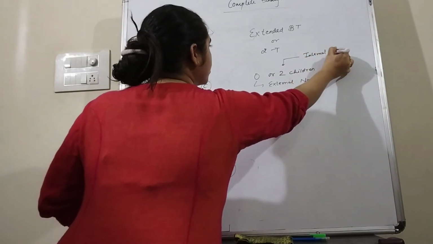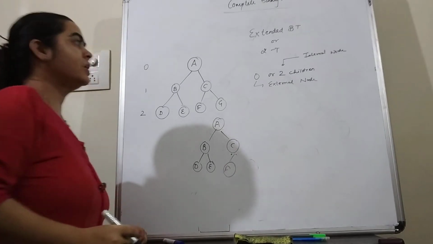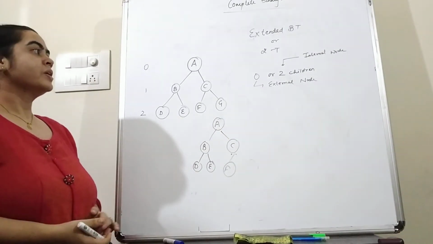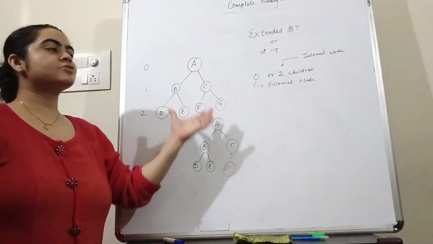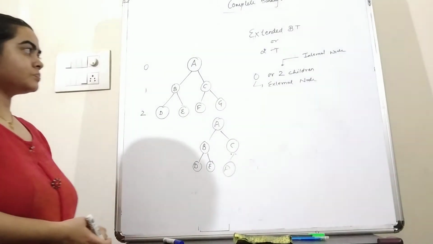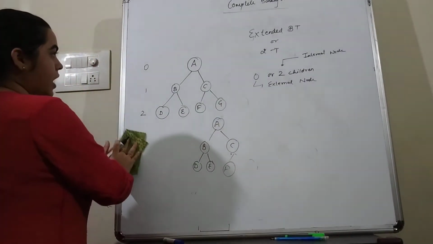So in order to complete the binary tree, we can fill the empty subtrees with the external nodes. Now you can see this with the help of an example.